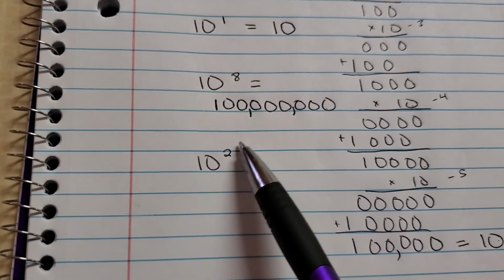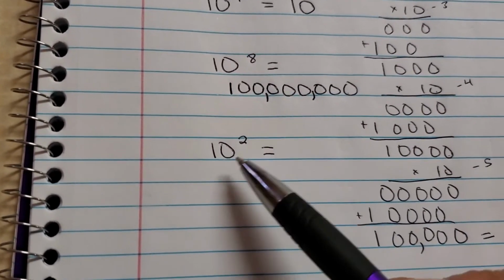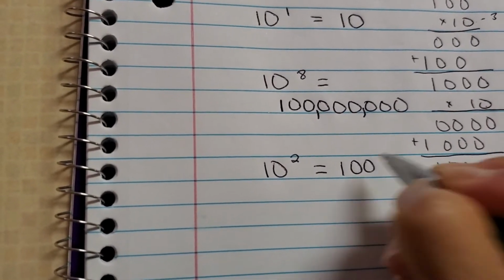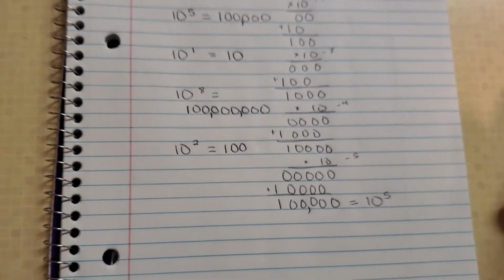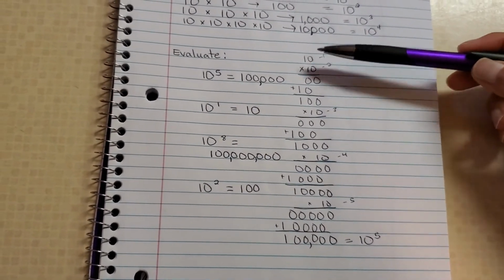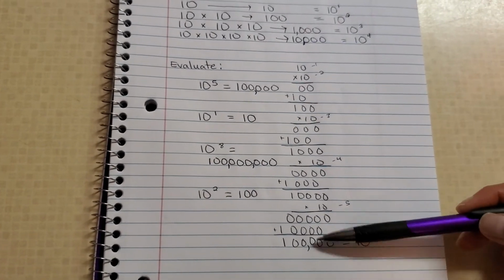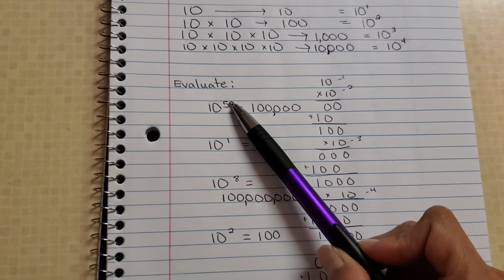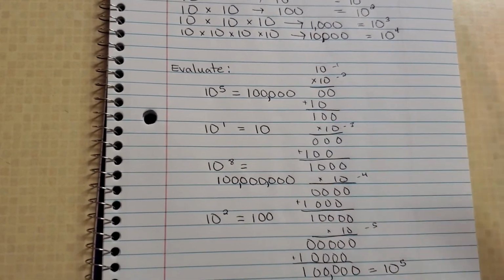Here we go. 10 to the power of 2. How many zeros do we write after number 1? We write 2 zeros, and that equals 100. So it's up to you. You can either multiply 10 times 10 times 10 and do it all manually like this, or you can just use the trick. Look at the number, write the number 1, and that's how many zeros you write behind it.